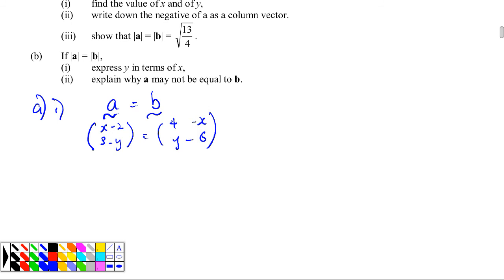The equal sign means they are equal vectors. Means the x is the same, the y is the same. So what can you say? This red circle is equal to the red circle here. So I can write 4. Where got 4? x minus 2 is equal to 4 minus x. Understand?